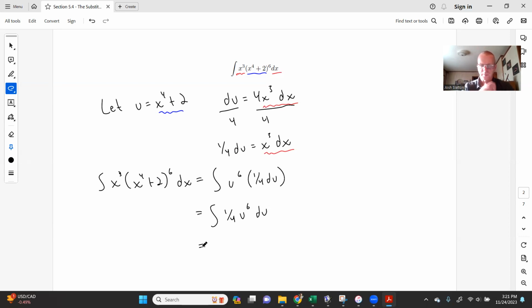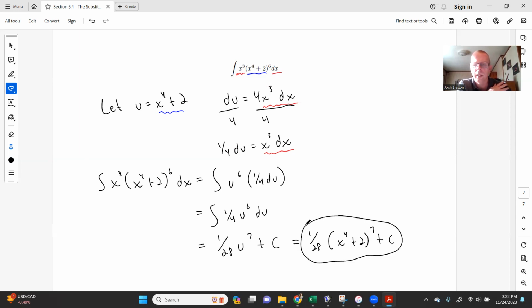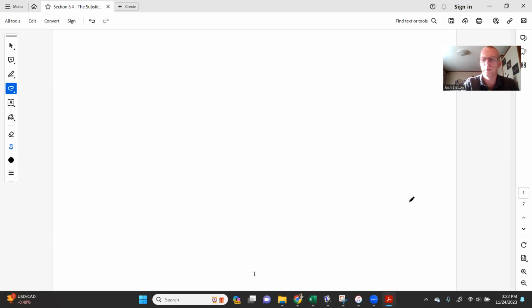So now let's integrate. We will add 1 to the exponent, divide by the new exponent. So we get 1/28 u to the 7th plus c. And then u is x to the 4th plus 2. So we have 1/28 x to the 4th plus 2 to the 7th plus c. And that is what we get. All right, so same as the last one as far as what we're doing here.